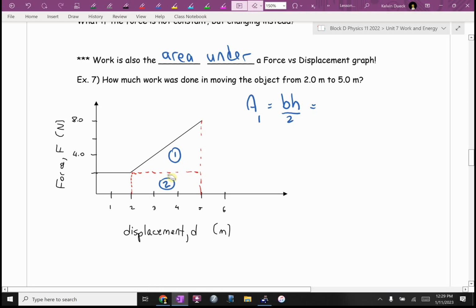So here's the base. What number is right here, Gerard? What number is right here? What's the base length? 3. 5, take away 2. Don't count hash marks, subtract. Okay? So what's the base length as a number exactly? Good.